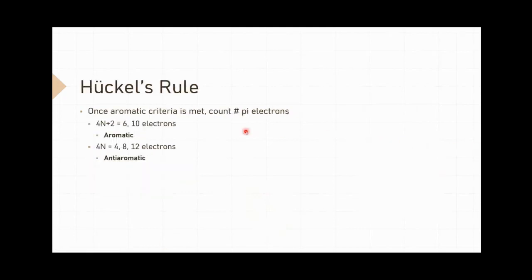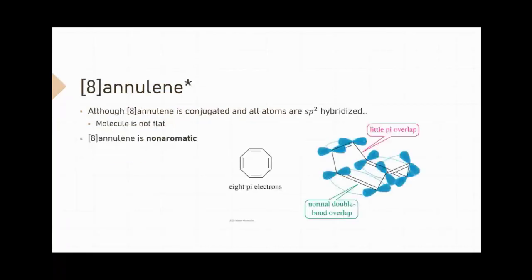Here's Huckel's rule. For aromatic, it needs to have 4n plus 2 pi electrons, so either 6, 10, and so on. For anti-aromatic, it's just 4n, so that's 4, 8, and 12 pi electrons. So you would apply this rule once all the criteria have been met. And yeah, so here's the example that I was talking about. 8 pi electrons. This is what it would look like if I were to make it. It cannot be flat. So because of this non-flatness, it's going to be non-aromatic.